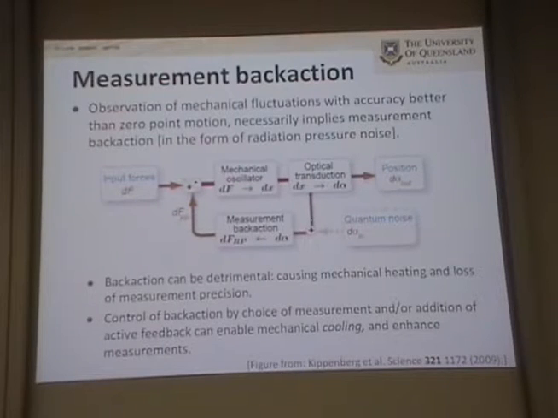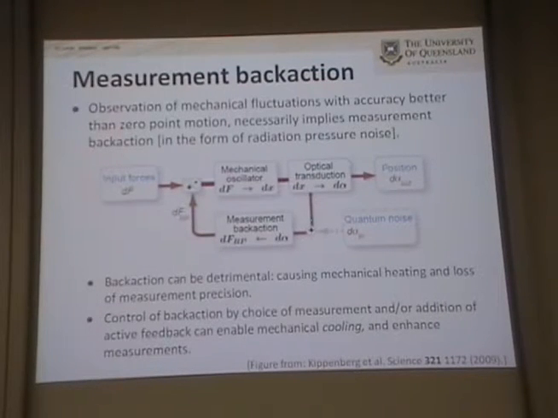Because there's a Heisenberg uncertainty principle. If you know the position to better than the Heisenberg uncertainty, then you know the zero point motion, you've got to know the momentum worse. So this is radiation pressure. You observe the system, and your observation impacts the system, increases the momentum, makes it more noisy.